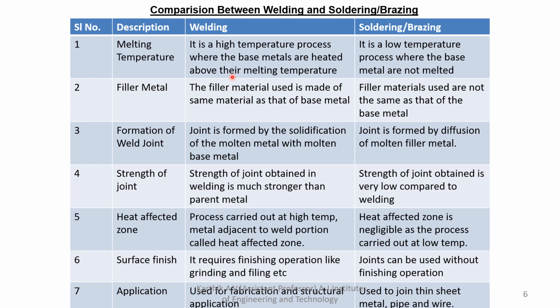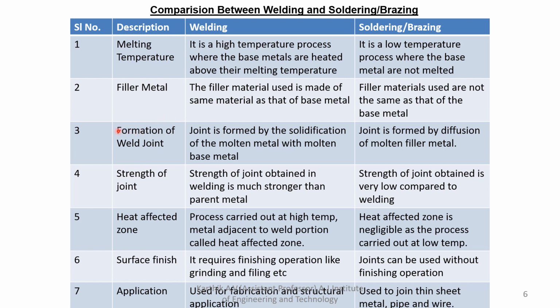So if you want to use the filler material, it is not the same as that of the base metal. Okay, so next, formation of the weld joint. The joint is formed by the solidification of the molten metal with the molten base metal. The joint is formed by diffusion of molten filler metals.